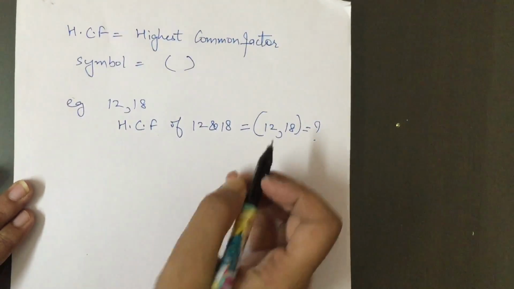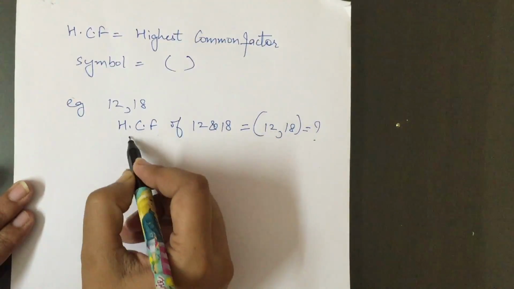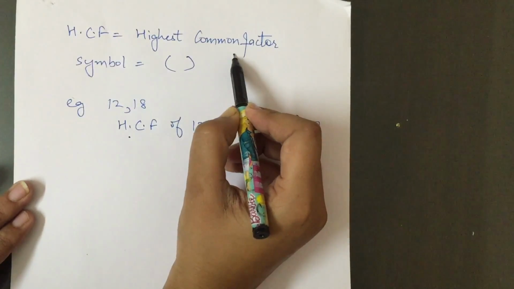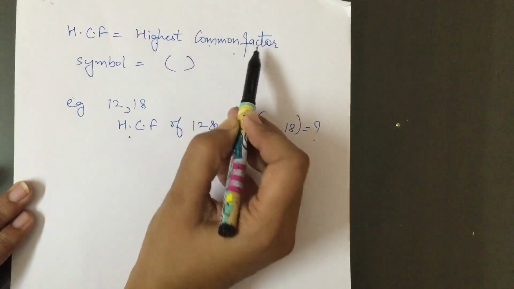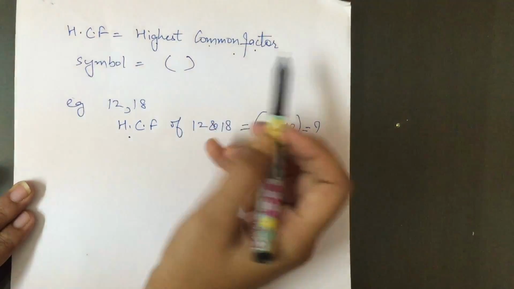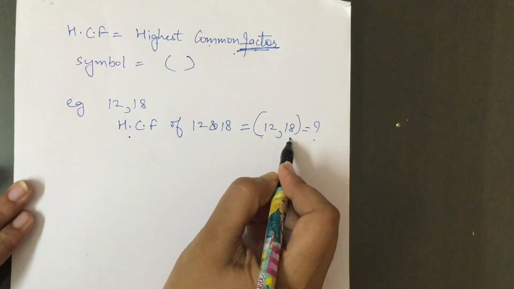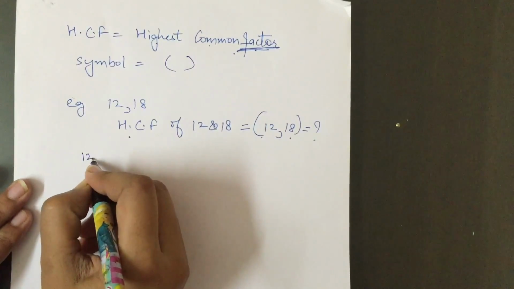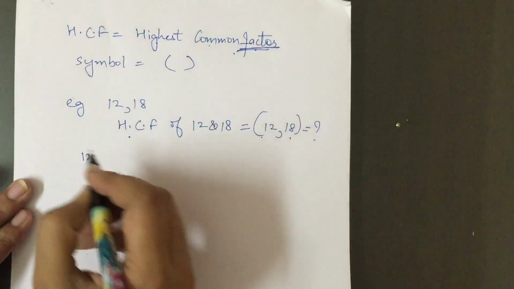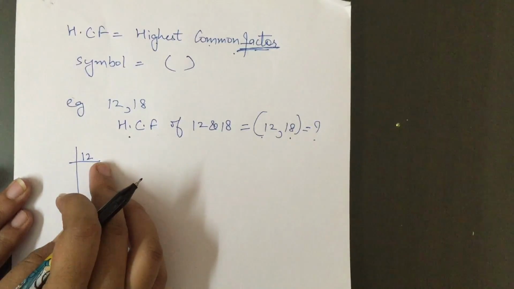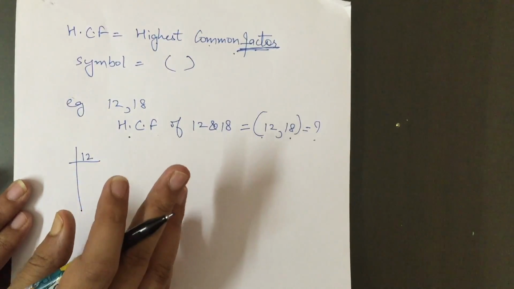So first, in order to find the HCF, as we know by the name, highest common factor, it means we first have to find the factors of 12 and 18. So let's start by finding the factors of 12 first. As you know, in order to find the factors of 12, we first have to check the divisibility of 12 by the smallest number, that is 2.